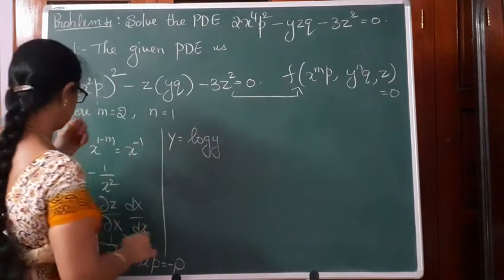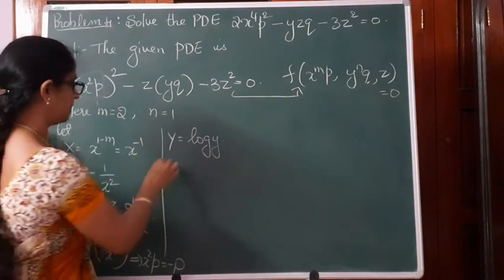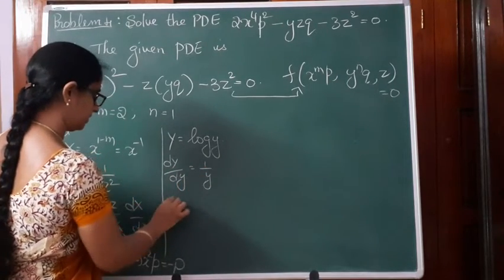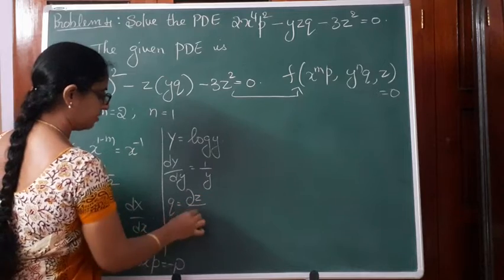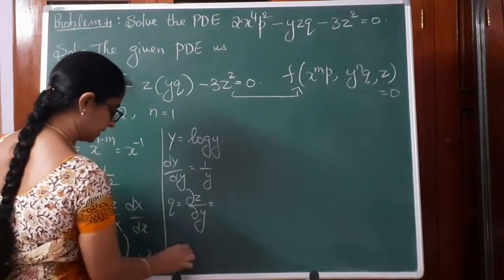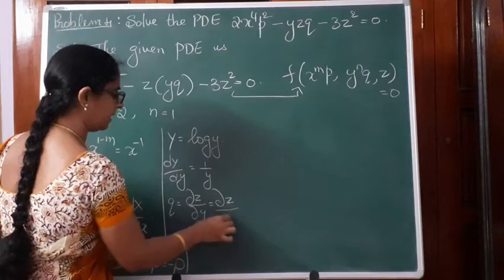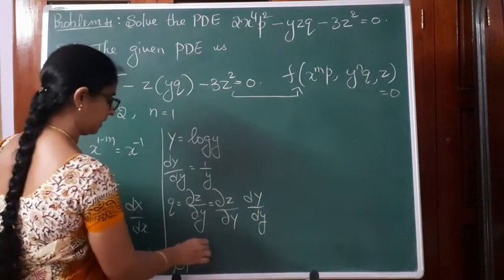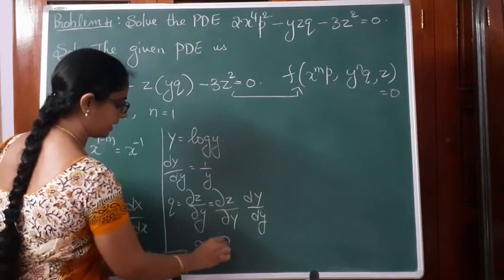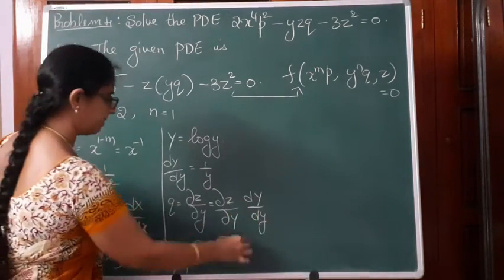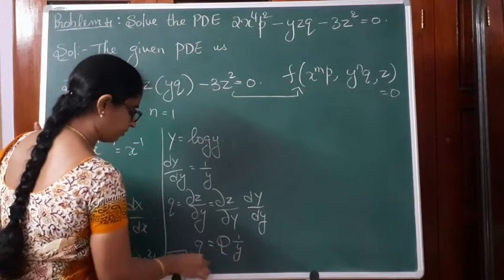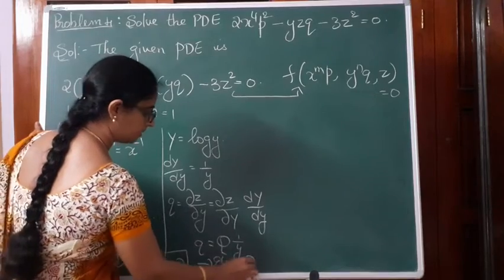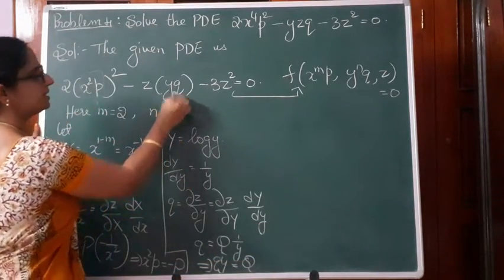Now come to this part. Capital Y is equal to log y. Now what is dY by dy? Derivative of log y is 1 by y. Now take q. q is dou z by dou y. This dou z by dou y can be written as dou z by dou capital Y into dY by dy. We write dou z by dou capital Y as capital Q, and dY by dy is 1 by y. Therefore, q into y is equal to capital Q.